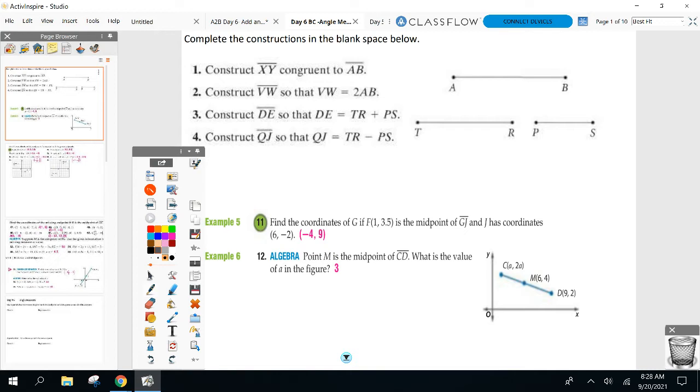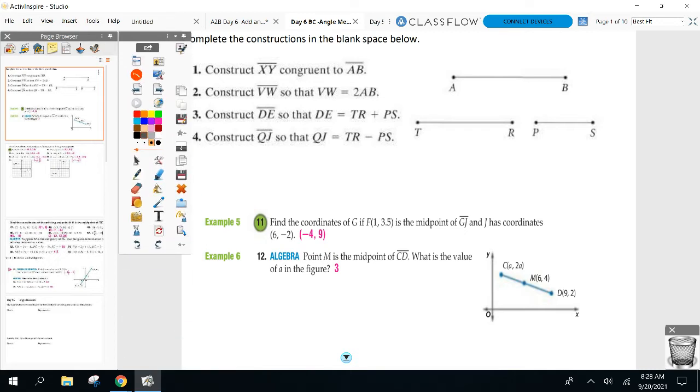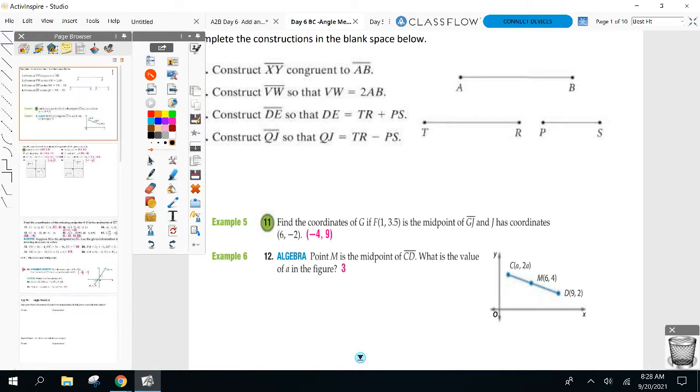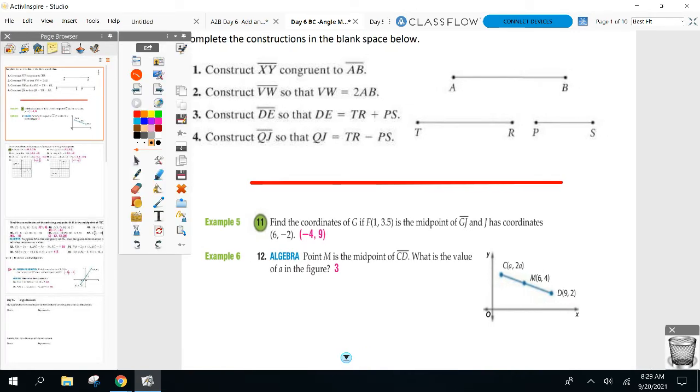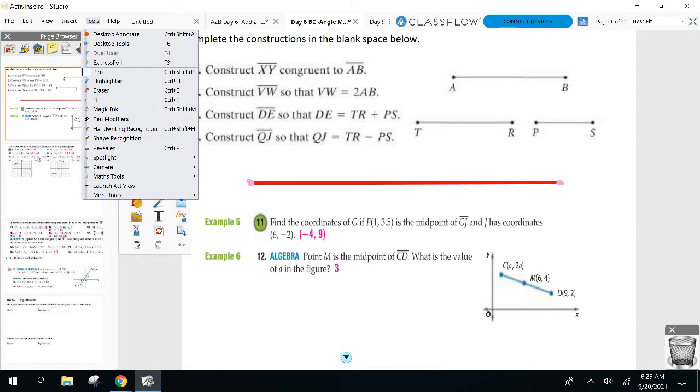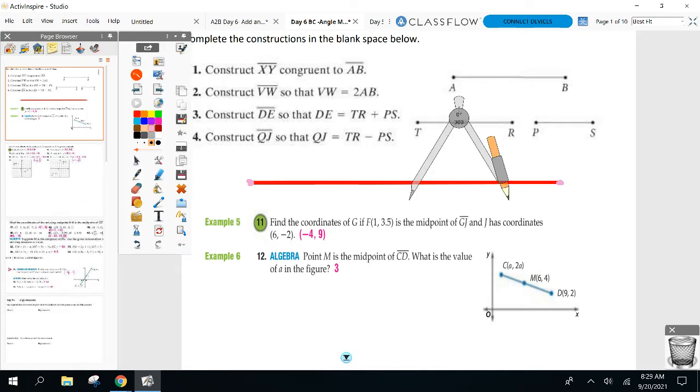Just to make sure you're on the safe side. The subtraction one? Okay, yep. There are actually two different ways I've seen students do this one. First thing, as I told you guys on Friday, I need a segment to do my construction on. All right, let me get out my compass. Okay, so I need to do TR minus PS.